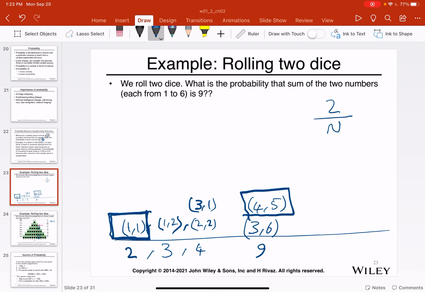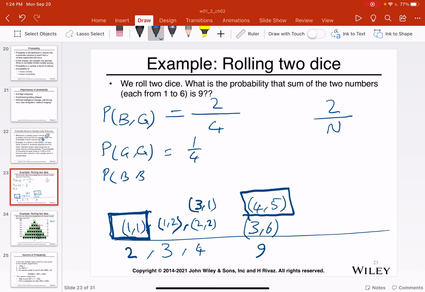So in fact, that's a good example, right? Boy and girl. The probability of a family with 2 children having a boy and a girl is 2 divided by 4, right? Because either the younger one is a girl or the older one. And the probability of 2 girls is 1 divided by 4, and the probability of 2 boys is also 1 divided by 4, right?